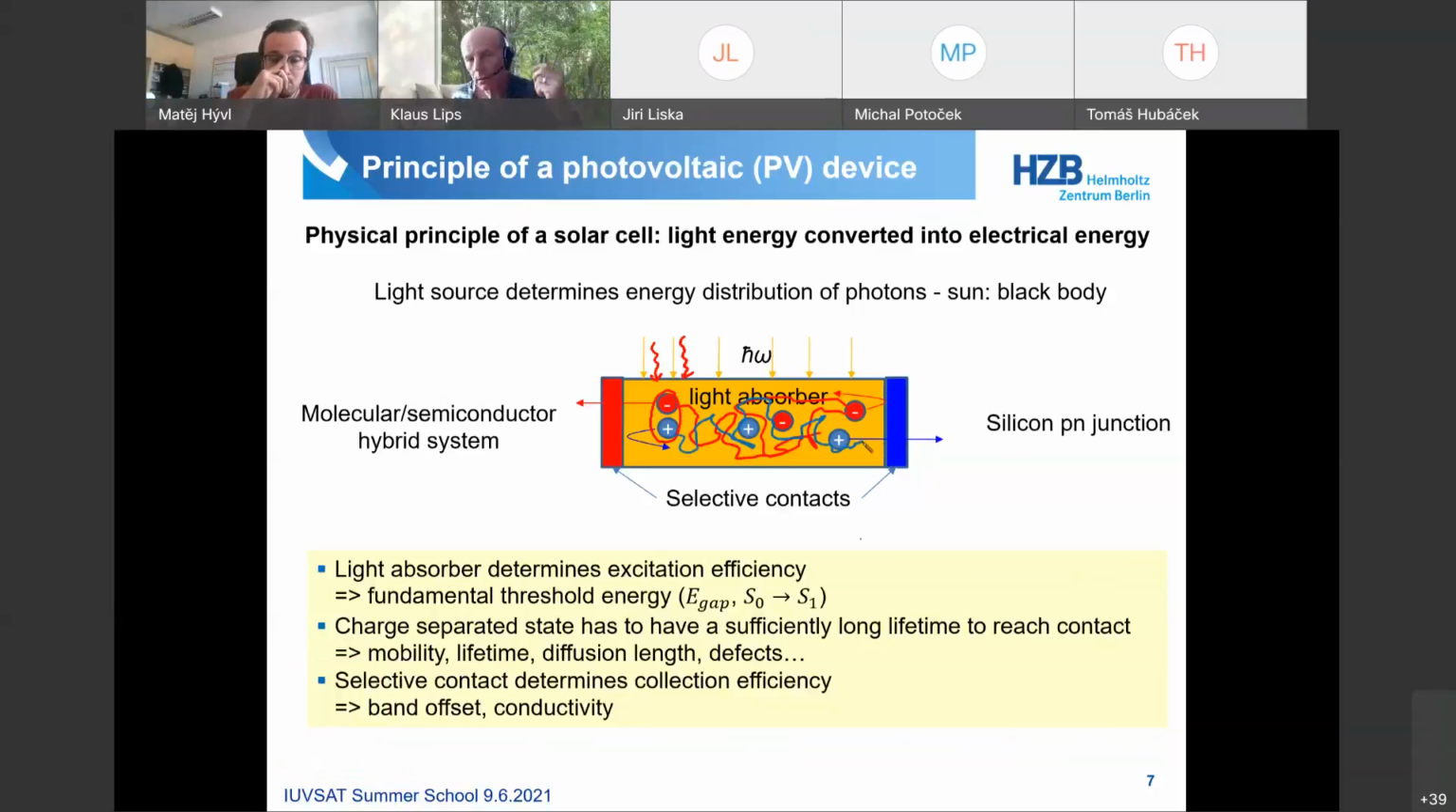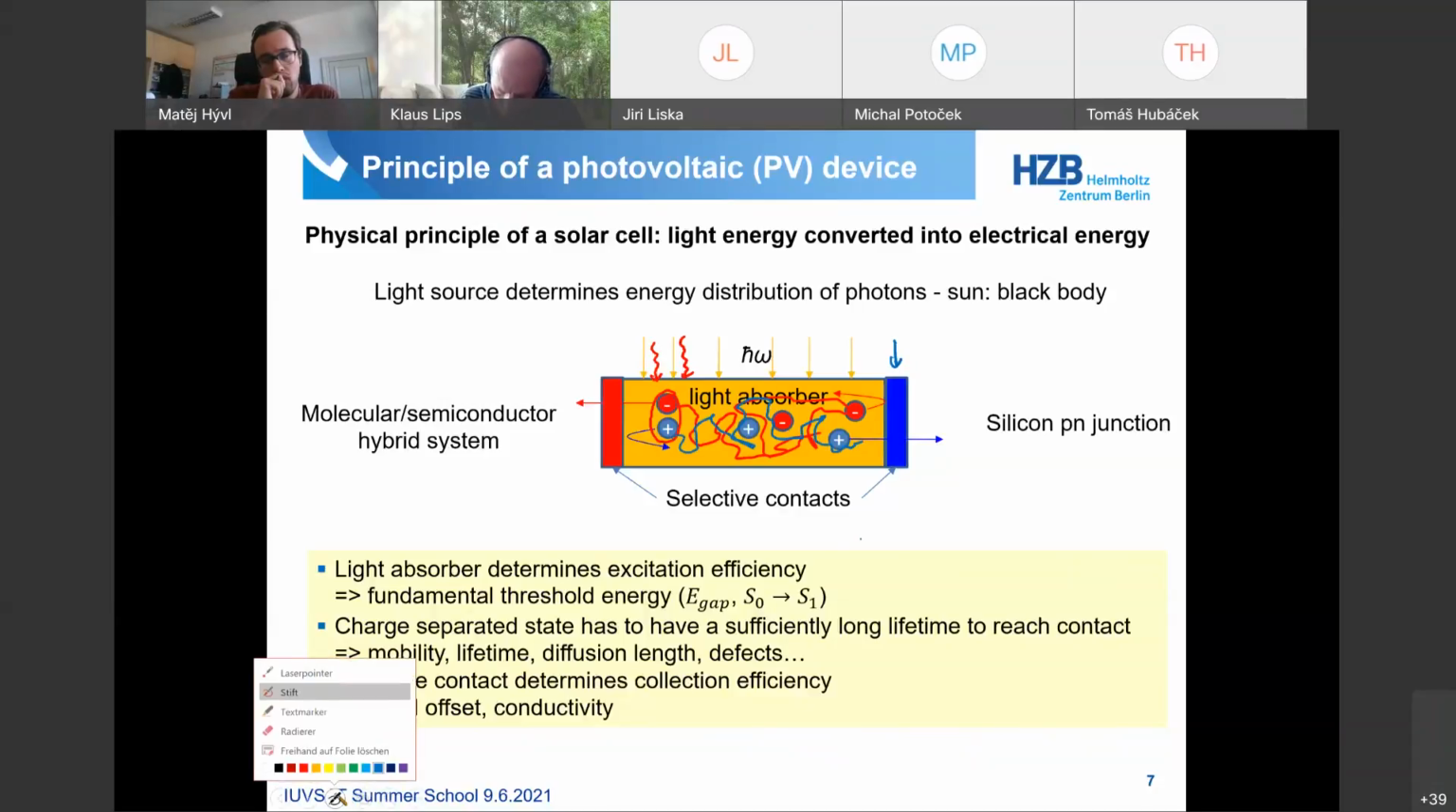How do you now get a current? You can only get a current if you have what we call selective contacts. That is a contact that, on the one hand side, I've drawn in blue. It's a contact that only lets holes through, and on the other side, a contact that only lets electrons through. So let's assume we have such contacts.